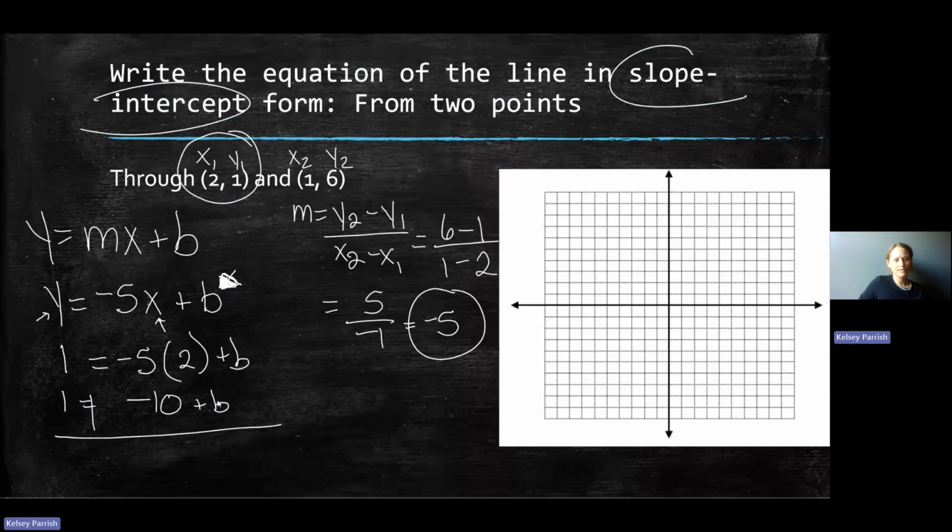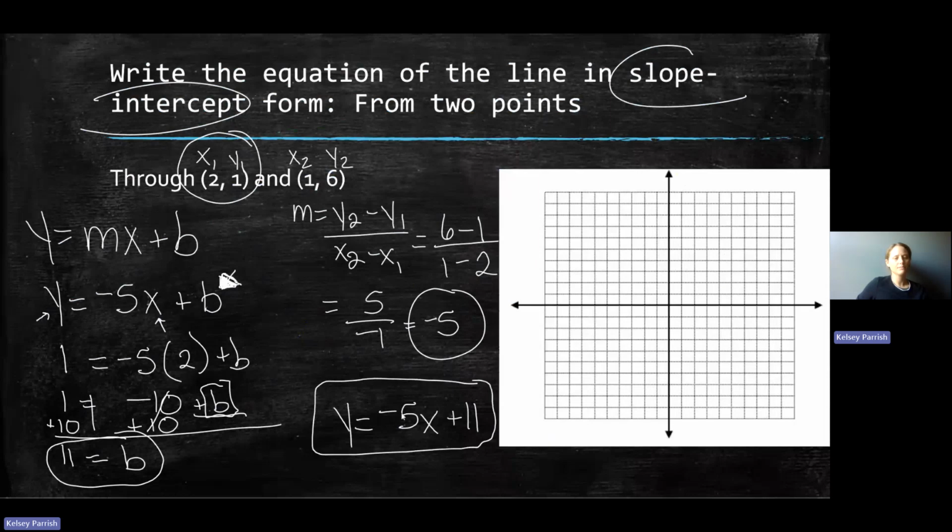To isolate the variable b, to get rid of the -10, I need to add 10 to both sides. 1 plus 10 is 11. That cancels to be 0, and that leaves me with a positive b. So now I know m and b. Again, pause, rewatch if you need to. I know m, the slope. I know b is my y-intercept, and there is my equation.